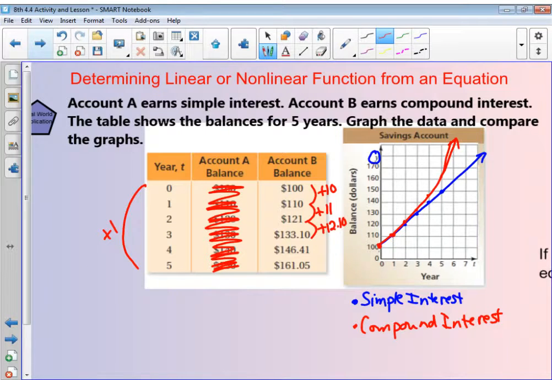Okay, so graph the data, compare the graphs. So in our graphs, we notice that our simple interest is showing linear, a perfect line, and our compound interest was showing us a nonlinear or a curved line in that scenario.